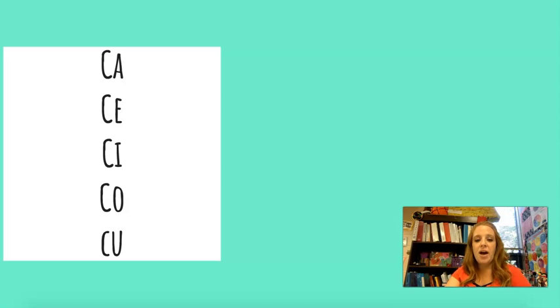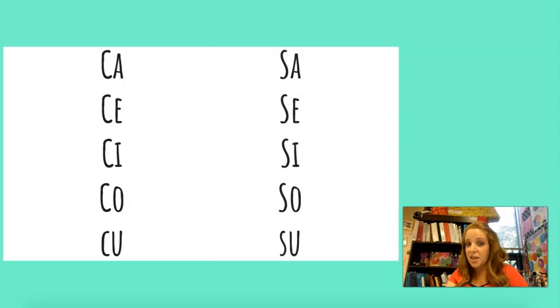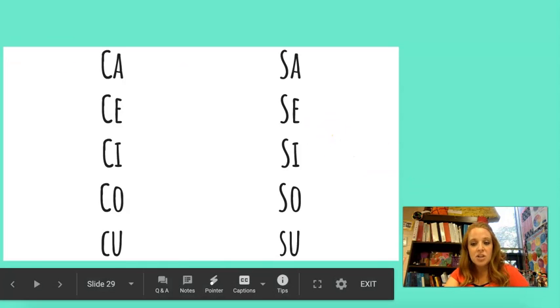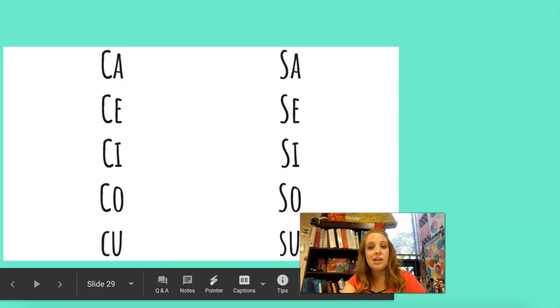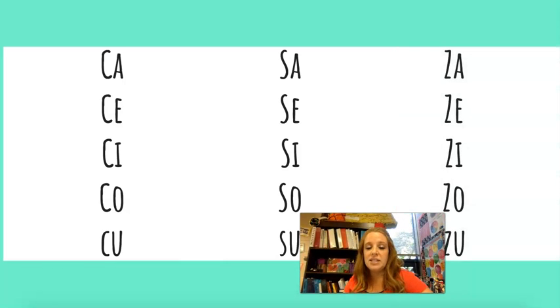All right, so we talked about ca, ce, ci, co, cu. Now, something interesting about the Spanish language, this will kind of sound familiar because English is similar. The letter S also makes the s sound. So the five syllables in the center of the screen now are, say them with me, sa, se, si, so, su. Okay, now here's what's a little bit different. In Spanish, the letter zeta, which in English we call a Z, also makes the s sound. So the five syllables on the far right side of the screen are za, ze, zi, zo, zu.